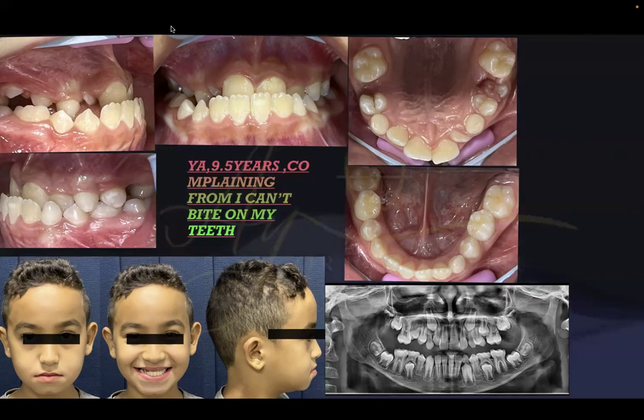A 9.5-year-old male patient, fit and well, complaining of difficulty in biting, complicated with class 3 incisor relation on a class 3 skeletal base with average lower anterior facial height, complicated with negative overjet and a class 3 incisor relation with concave profile with posterior bilateral cross bite, with competent lips with reduced incisal show. And the IOTN reveals it's 4M.